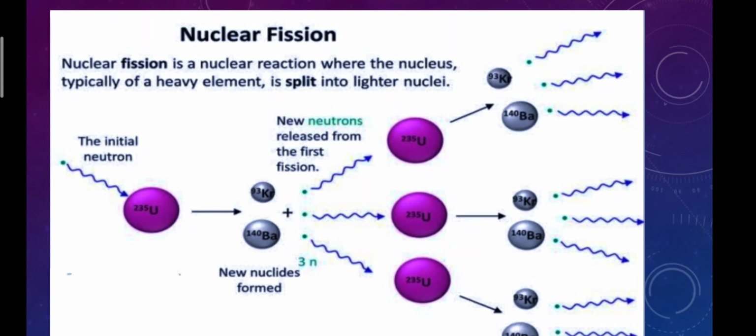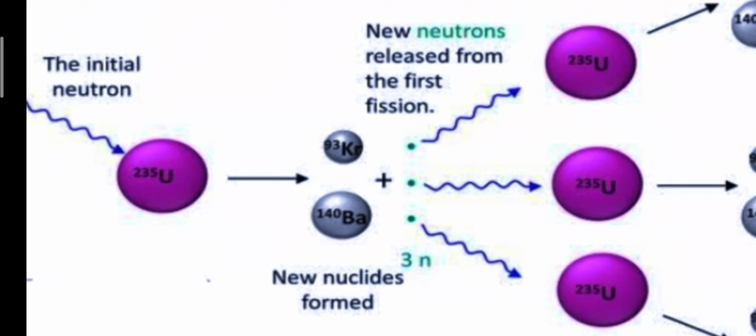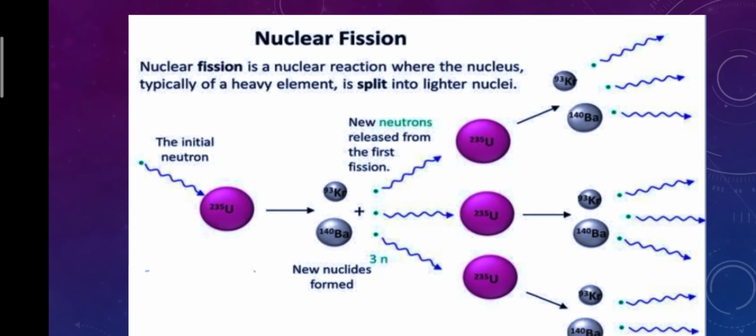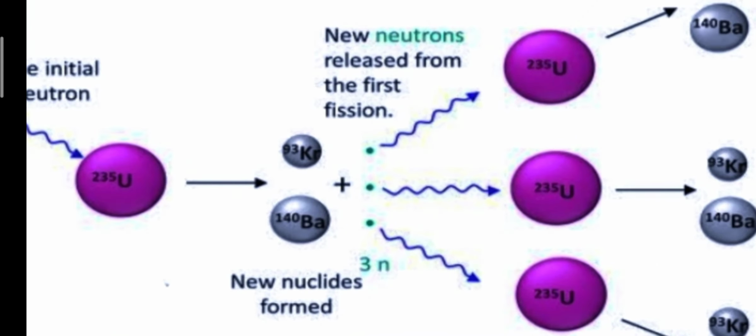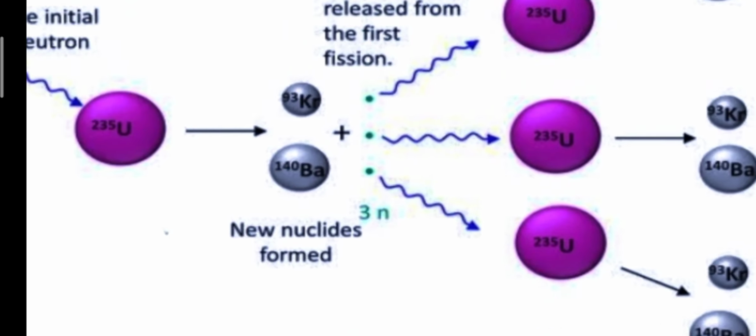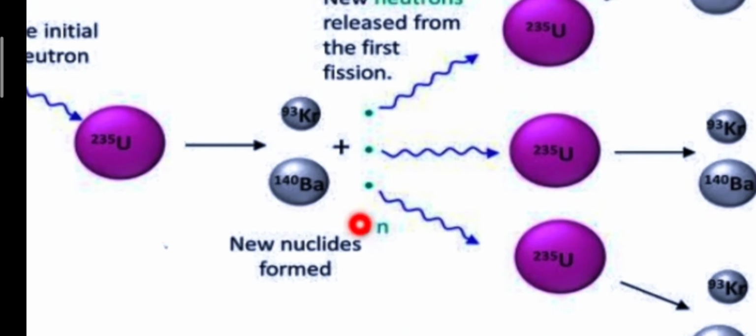For example, uranium atomic mass 235. An initial neutron is bombarded on uranium 235, it divides into krypton 93 and barium 140 with the release of 3 neutrons. New nuclides are formed.